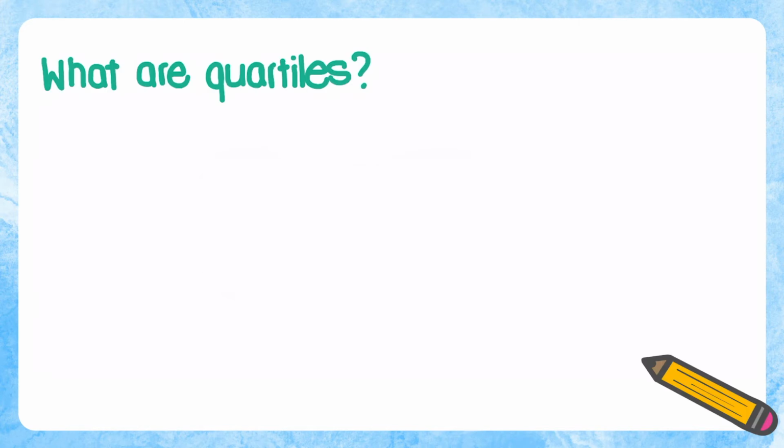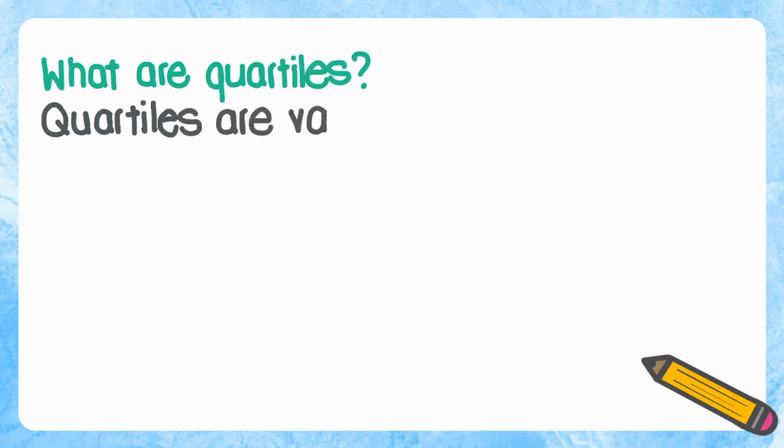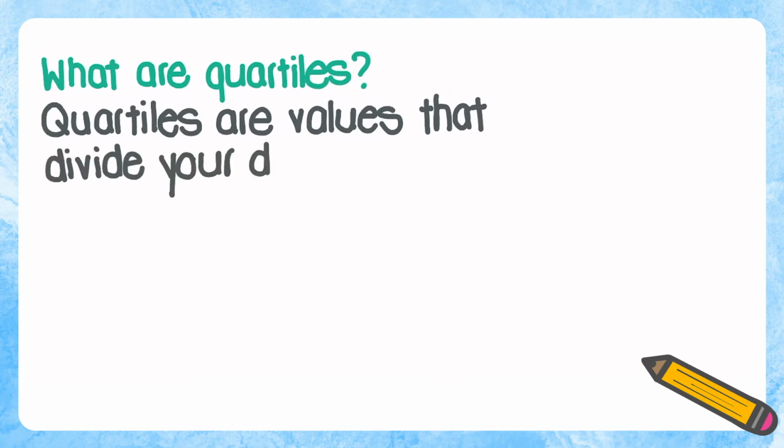So before we jump into IQR, let's first look at quartiles. So what are quartiles? Quartiles are basically values that split your data into quarters. So it's dividing the data into fourths. So think, quartile kind of sounds like quarter. That's a good way to remember it.